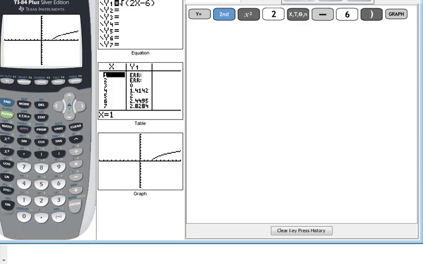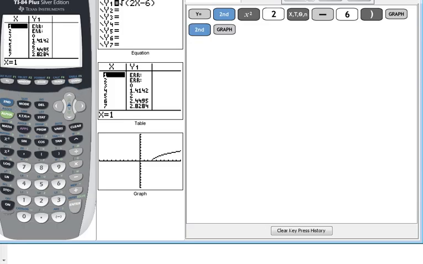As you can see, it starts at 3, 0, and that's where we wanted it to. That's what we found out on our own. We're going to pick 2 more points somewhere along in here. The way we're going to do that is we're going to look at the table. So you're going to go to second graph, which is the table button.